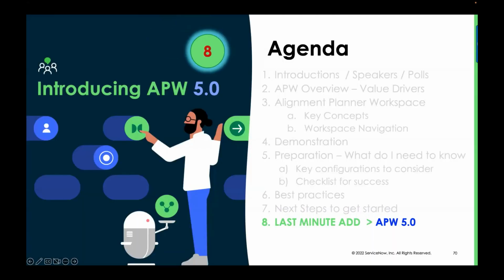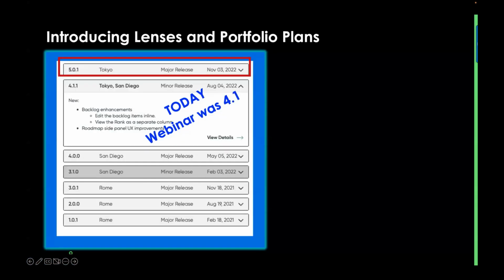So where's my surprise? My surprise, number 8, join the agenda. APW 5.0. I mentioned 5.0 here. It's already out technically. It came out about a couple weeks ago, early November. It does require Tokyo only. So if you're on Tokyo, you could take 4, you could take 5.